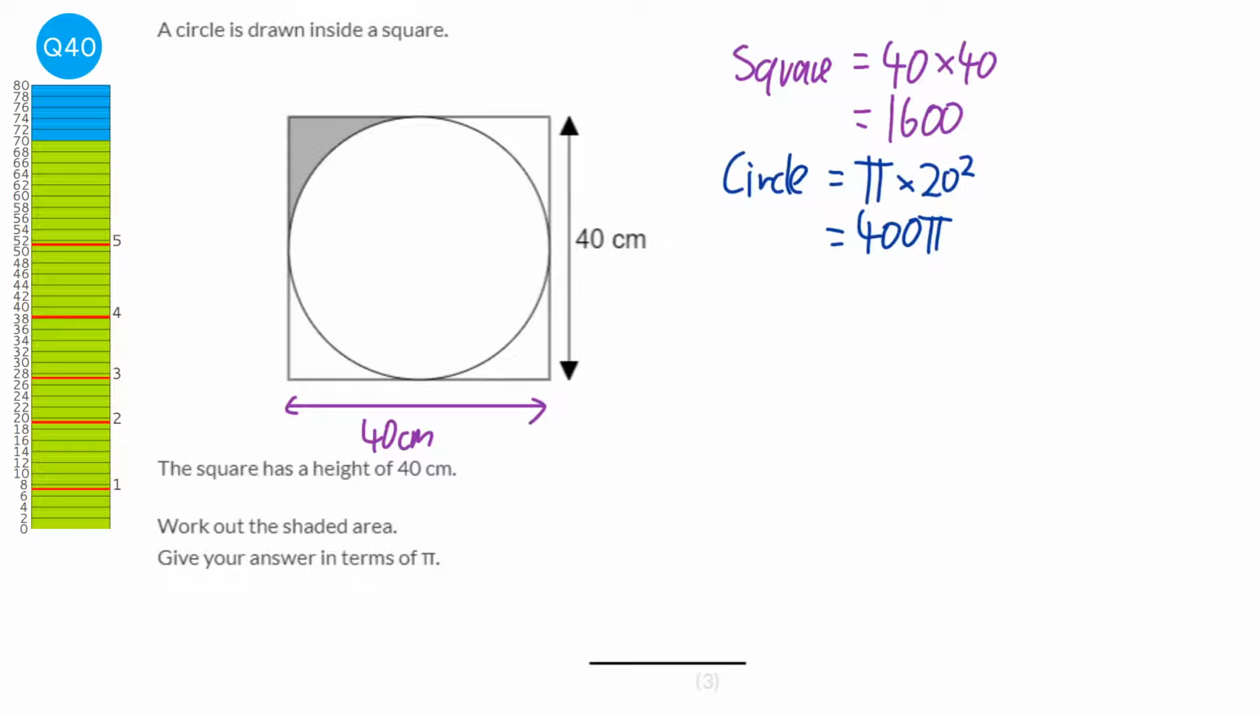Now next we're going to work out all of the corners, so that includes these 3 here and this one.